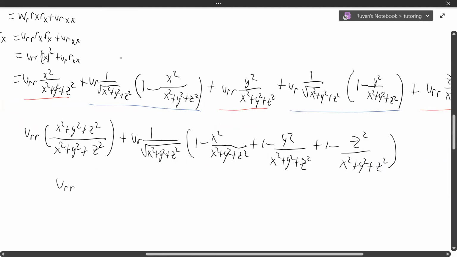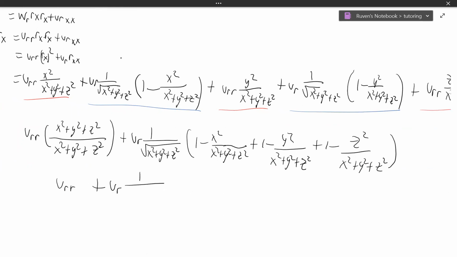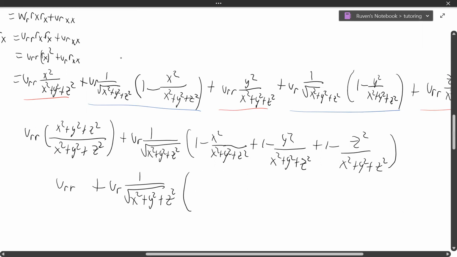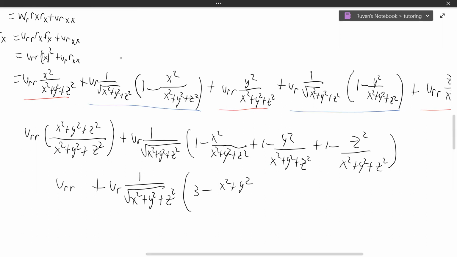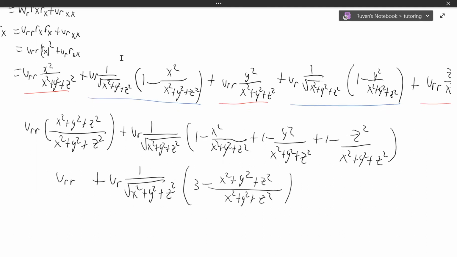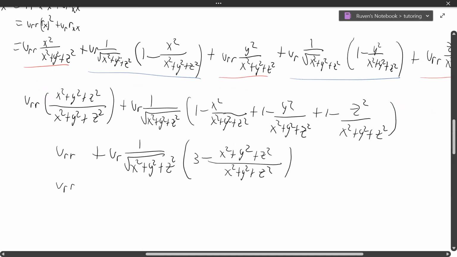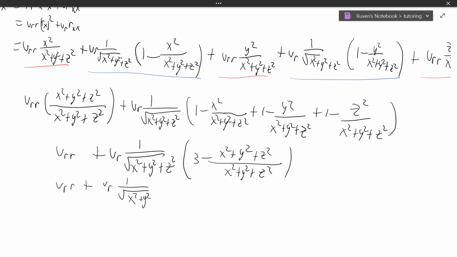So it's going to be U_RR plus U_R times 1 over root of x squared plus y squared plus z squared. If we group all of this up, it's going to be 1, to be exact, 1 plus 1 plus 1, which is 3, minus x squared plus y squared plus z squared over x squared plus y squared plus z squared. And this again looks right, it's good. So U_RR plus U_R times 1 over root x squared plus y squared plus z squared times 2.